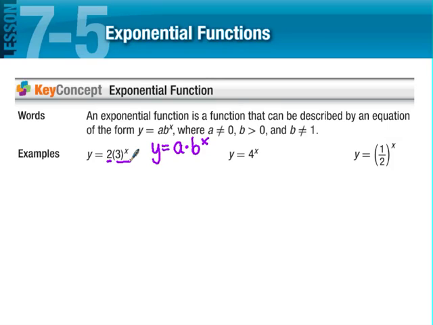Here I've got y equals 4 to the x. What is a in that problem? 1. So this is really like 1 times 4 to the x. This is y equals 1/2 to the x, so this is y equals 1 times 1/2 to the x. So two distinct terms.